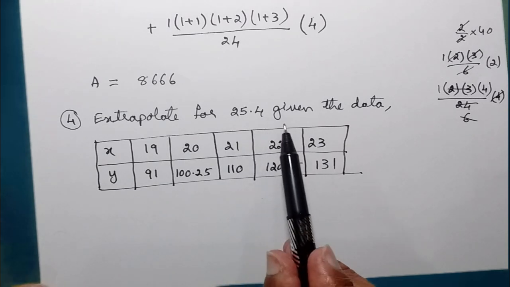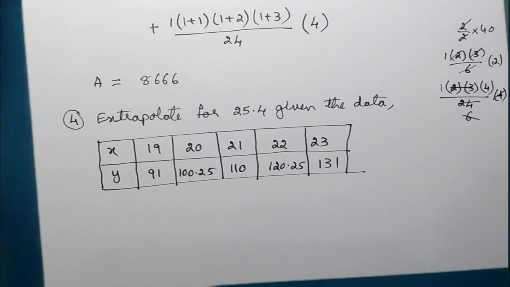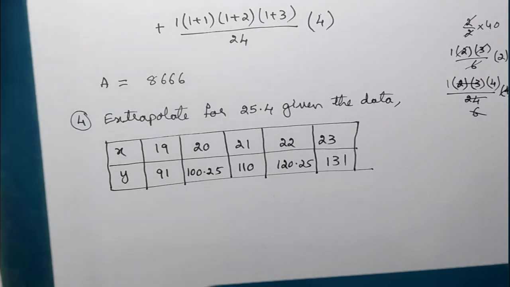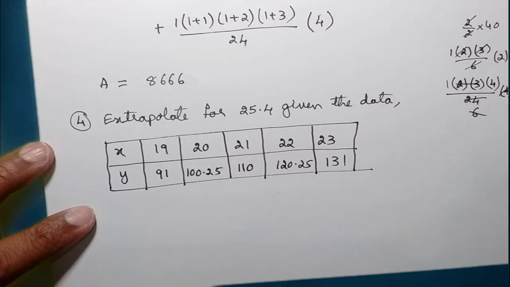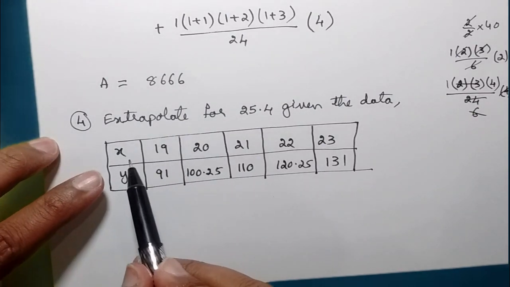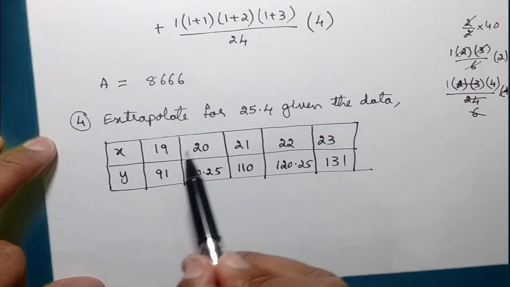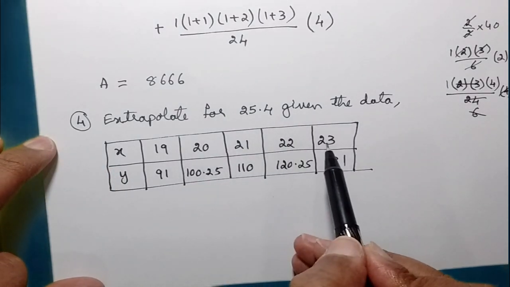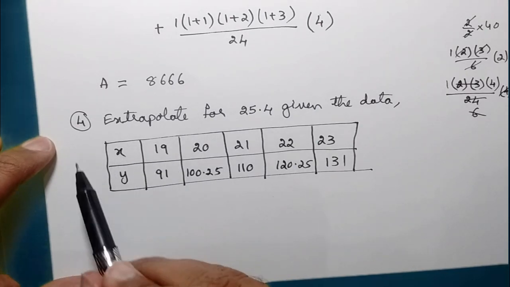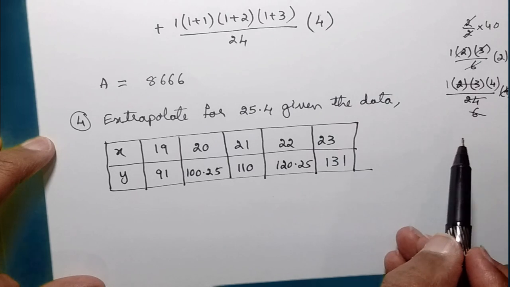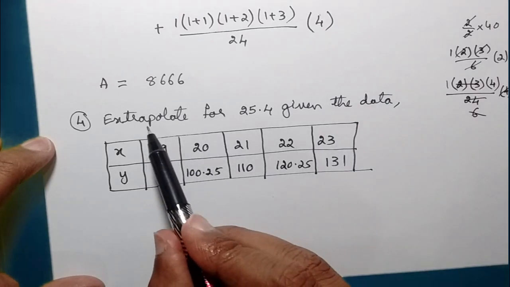Extrapolate for 25.4 given the data. So the values of x and y are given. So he says extrapolate. Extrapolate means, as I told you earlier in the previous video, the values of x will be outside the range. So you can't find this 25.4 between 19 and 23. The values beyond 19 on the left hand side and beyond 23 on the right hand side will be outside the range of x. So for them we have to extrapolate.